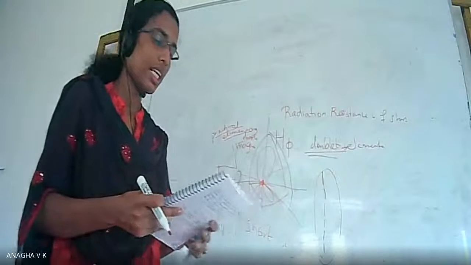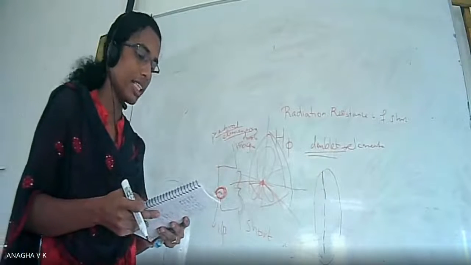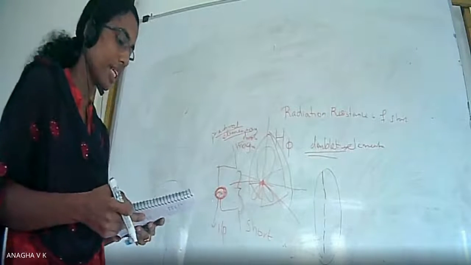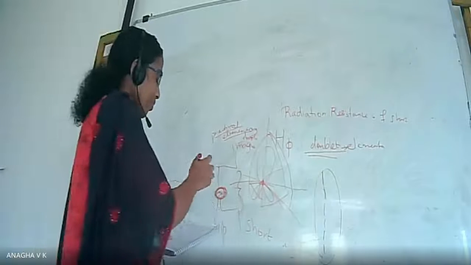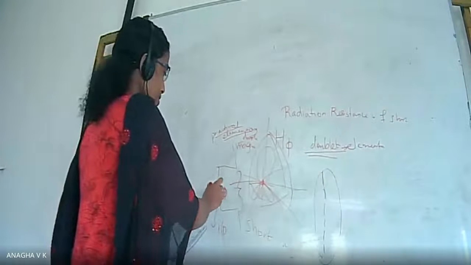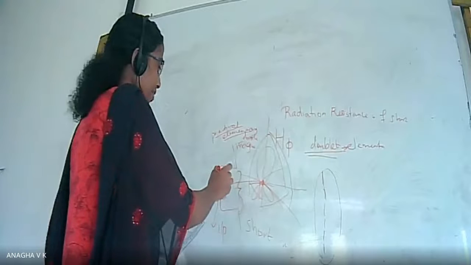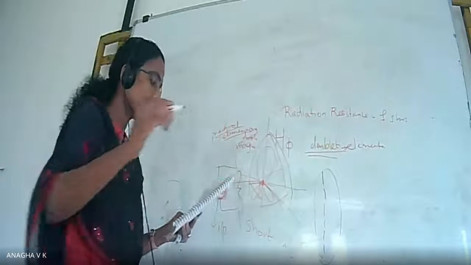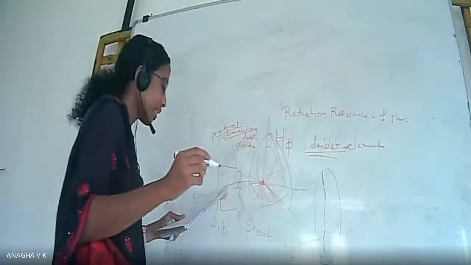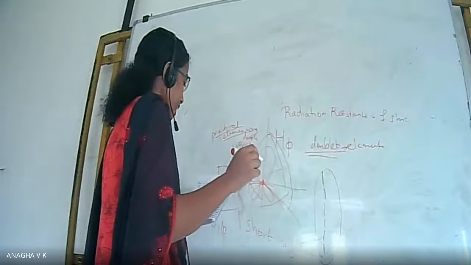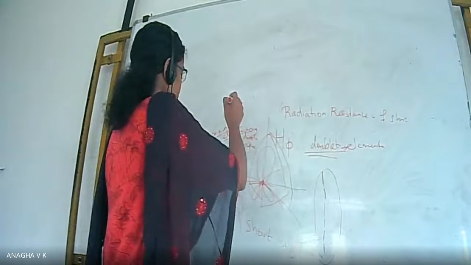So the current amplitude on such an antenna decreases uniformly. So this is the current source. So we actually get a current amplitude there. So the current amplitude on such an antenna decreases uniformly.